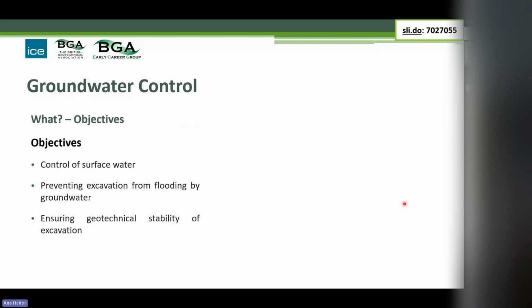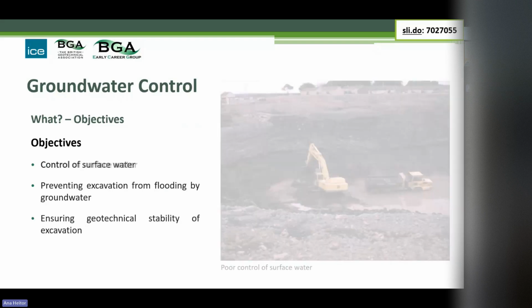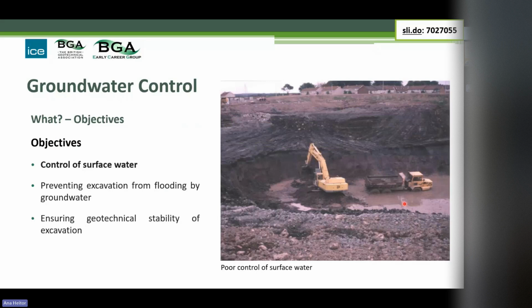So the next part is the what, the objectives, what we're going to do about it. And there are probably 3 objectives worth talking about for groundwater control. And the first of them doesn't even deal with groundwater. The first situation is you need to deal with surface water.